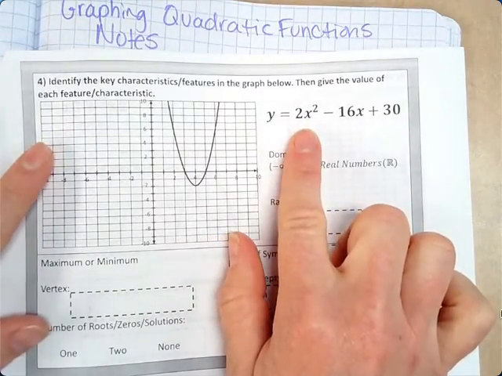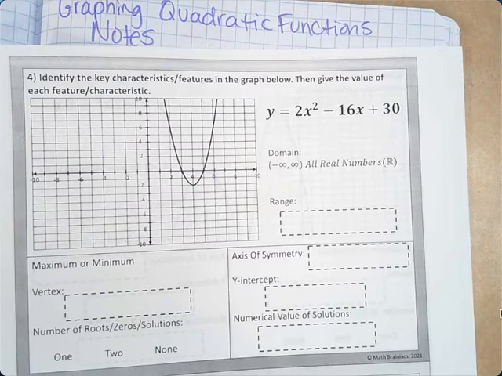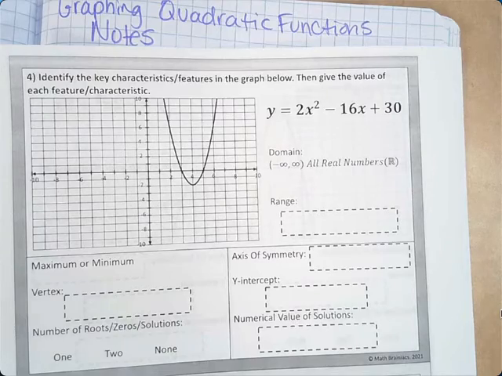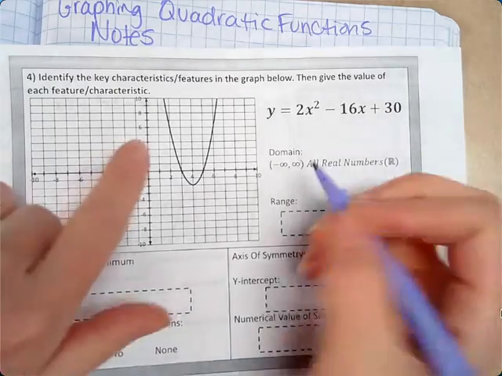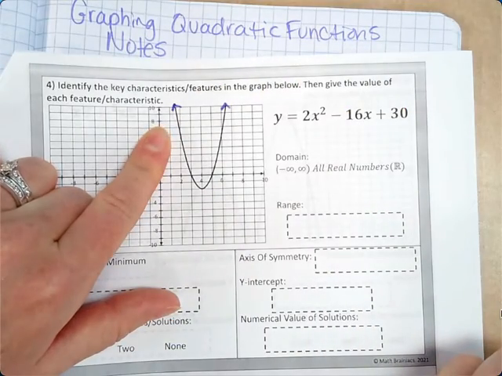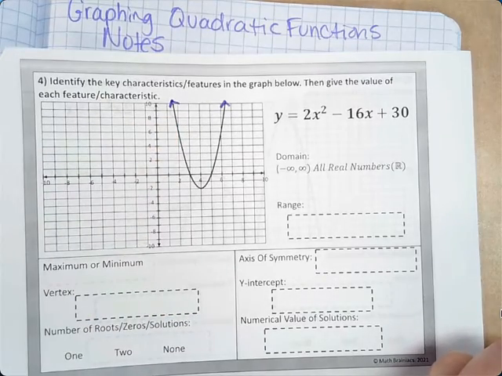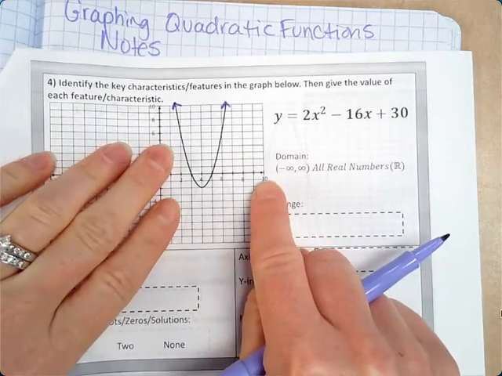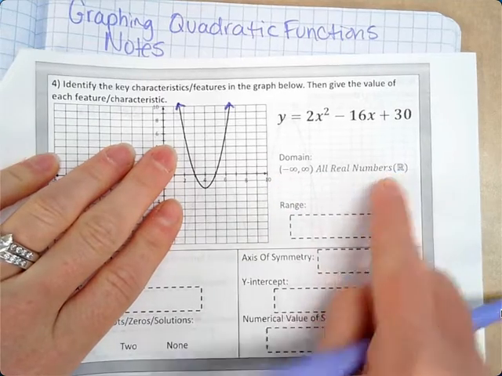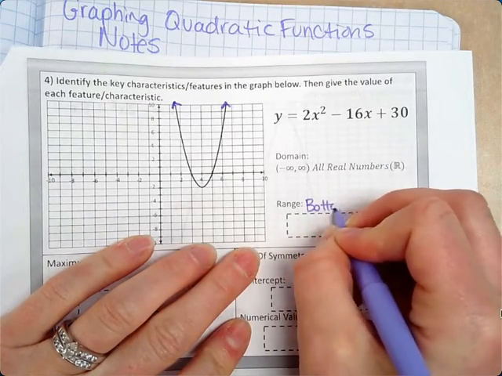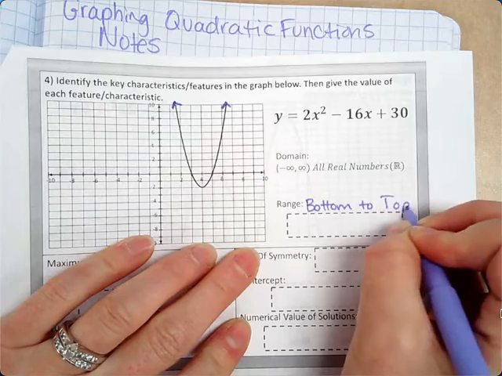When we have this next one, so you're going to finish the rest of this worksheet today. It says identify the key characteristics features in the graph below, then give the value of each feature characteristic. So domain, because this extends on and on, we're going to extend it, right? Let's go and put our arrows there. For quadratic functions, if it is not restricted by an open circle or a closed circle, it is going to be all real numbers. The range is going to be how far down does it go, what's the bottom, to how far does it go to the top.